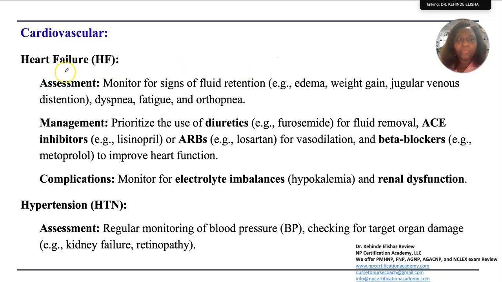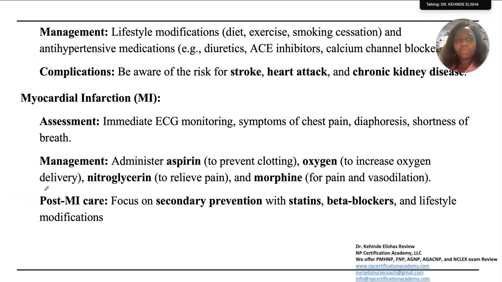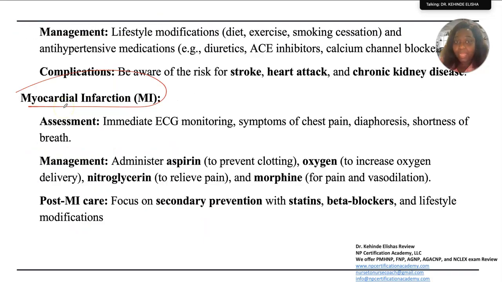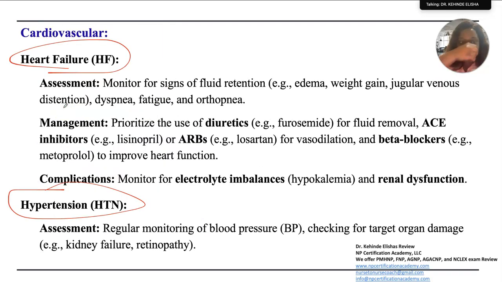You want to, first of all, take note of the pathology under each of the systems. We're not really covering all of the pathophysiology right now, just picking the high yield ones: myocardial infarction, atrial fibrillation, post-op cardiac surgery, and that's it. So now let's quickly go ahead and talk about heart failure.